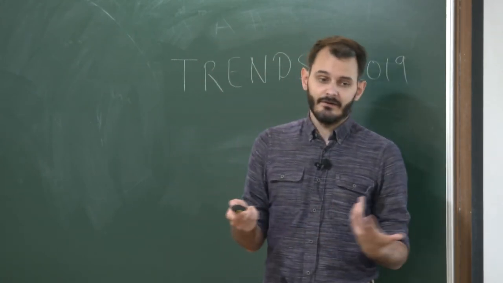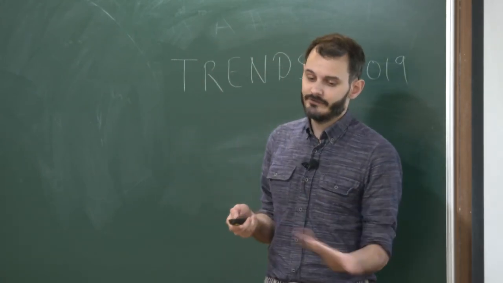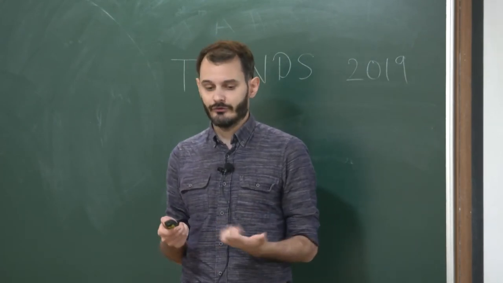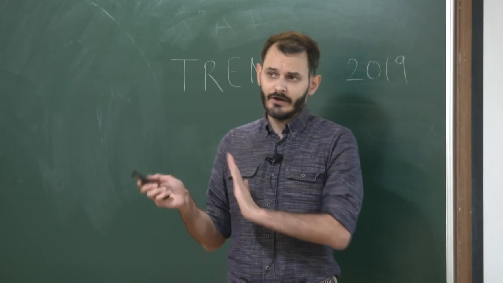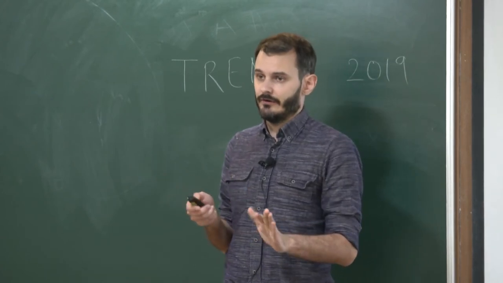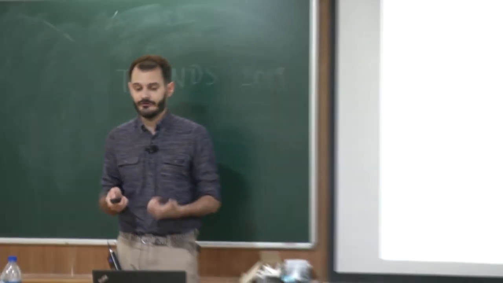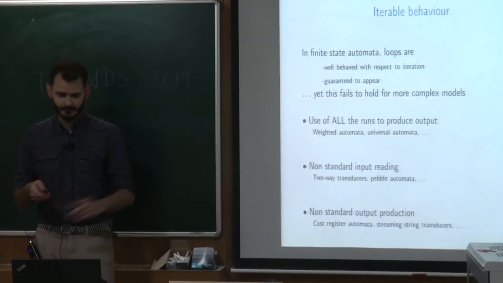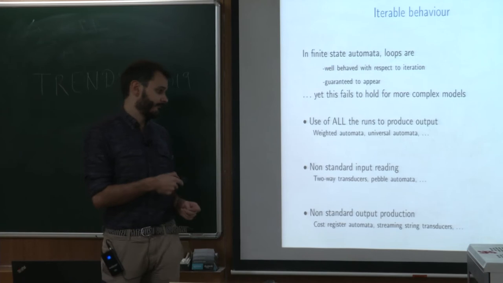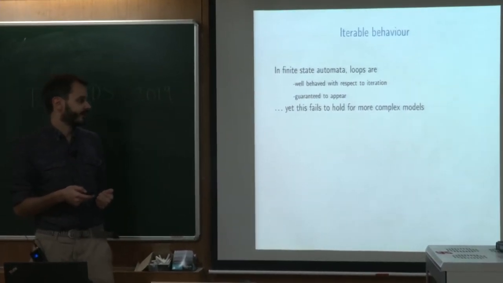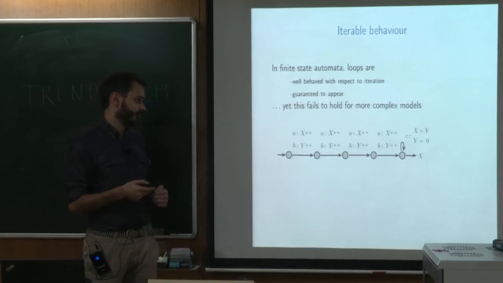And finally, the notion of loop also fails to work in models that have non-standard output production. So for example, automata that produce outputs with the use of registers, so cost register automata, or streaming string transducers. And so yeah, let's have a look in more detail at this last case, and at why loop fails to work.